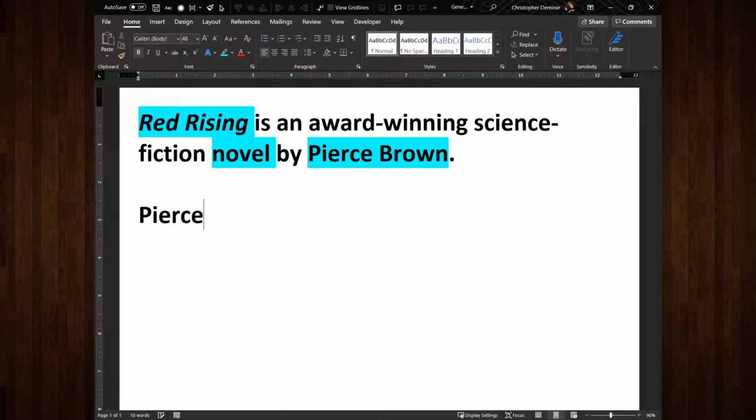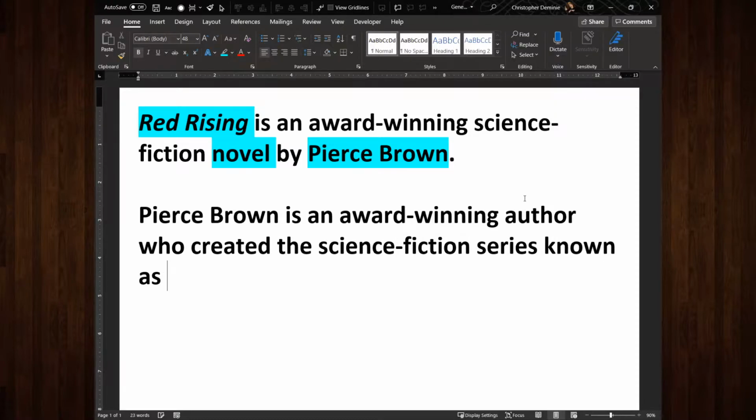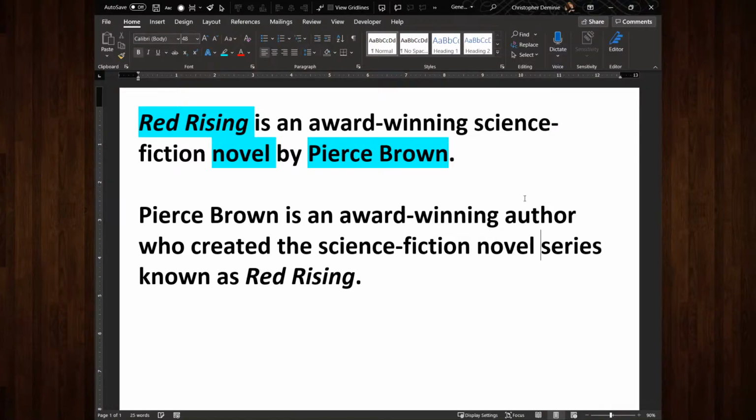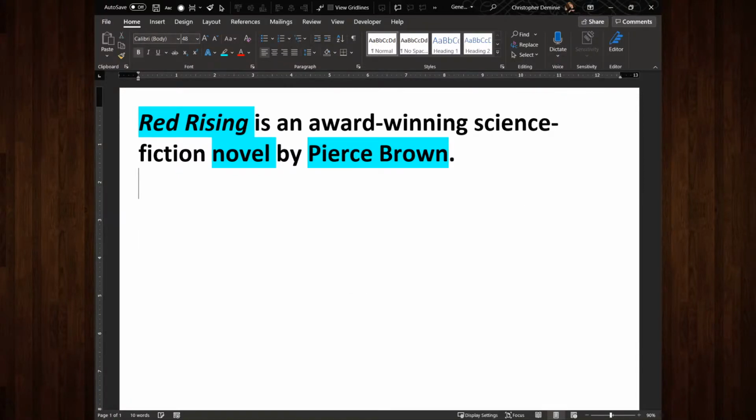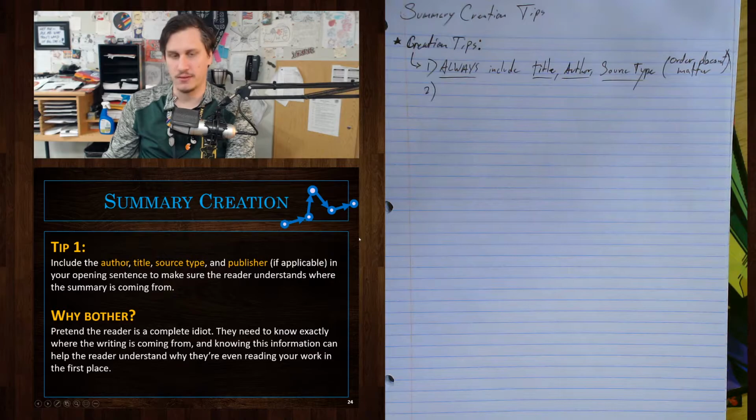You could just say, Pierce Brown is an award-winning author who created the science fiction novel series known as Red Rising. Boom, done. There you go. I'm giving you the exact same information, okay? So let's take this in baby steps here. I told you that that sentence sucks, and it does. I'm going to give you a piece of advice, and then we're going to move on.